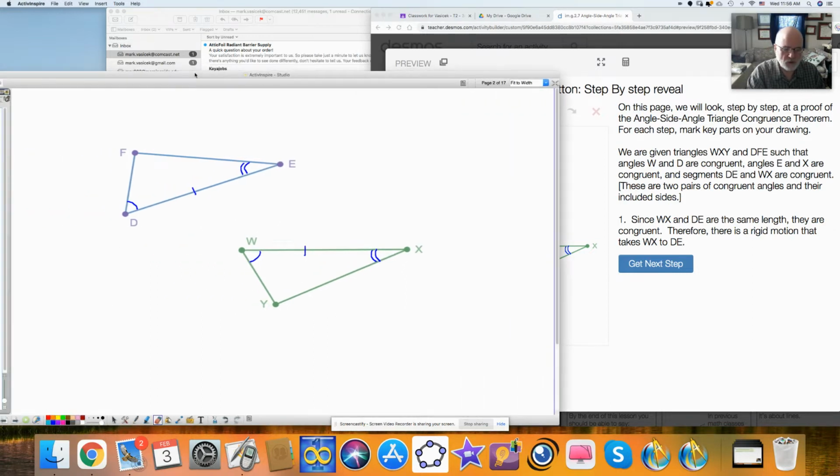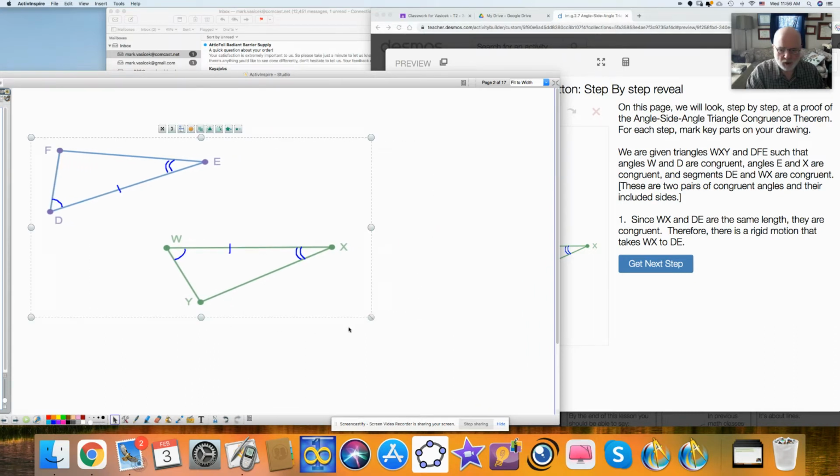Now, let me just move my picture over, make sure that I'm going to mark this drawing as I would hope that you would mark it at your place when you're doing this. So I'm going to say these two segments are congruent. DE and WX. They're congruent. I'll also make my pen smaller and go to the next step.